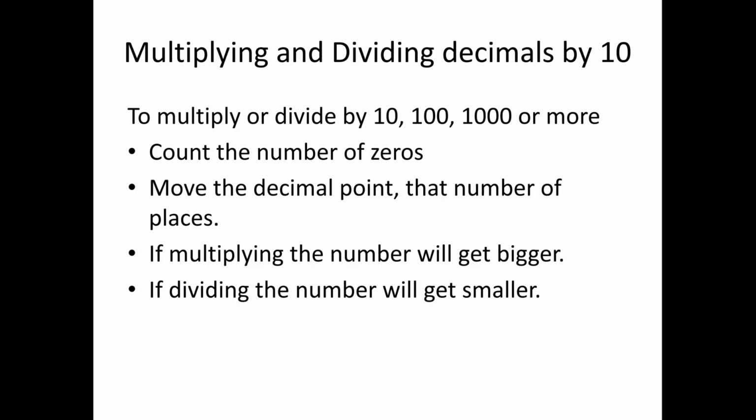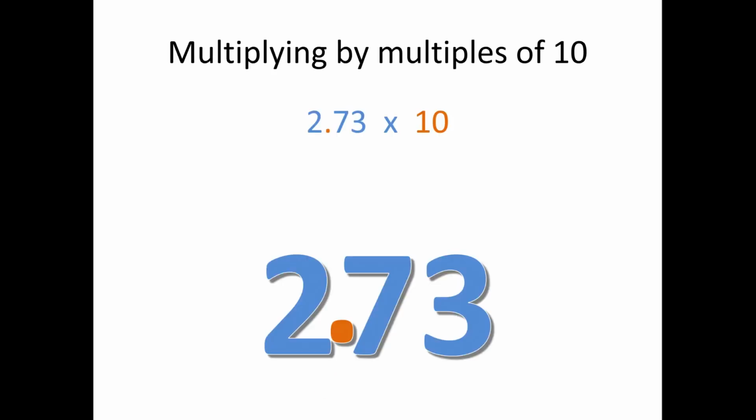Let's have a look at some examples. 2.73 times 10. Well, there's 1 zero in 10, so I'm going to move one place to the right. 10 is bigger than 1, so my answer will get bigger. And so my answer is 27.3.